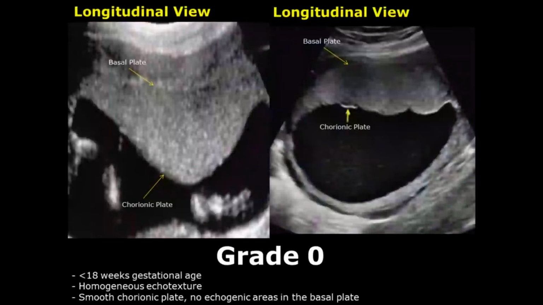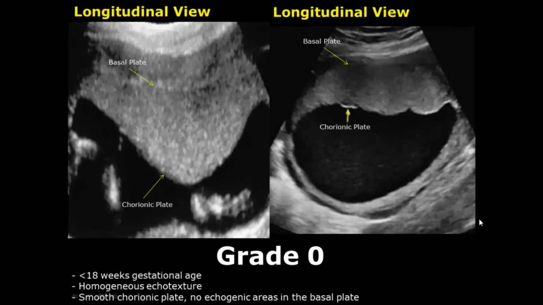Hello everyone, this is Dr. Sam, and in this video we will discuss placental grading on ultrasound. Placental grading is done through the visual appearance of the placenta on ultrasound. It has 4 grades ranging from grade 0 to grade 3.